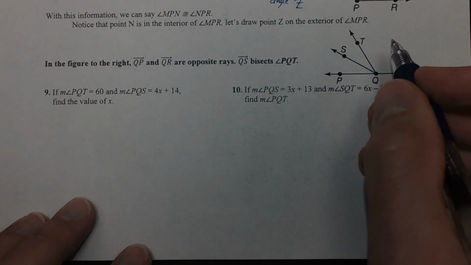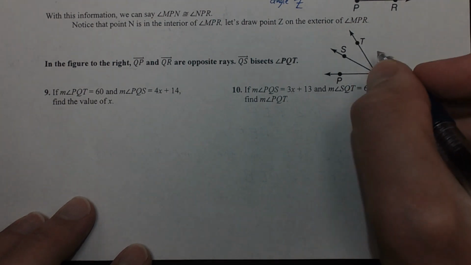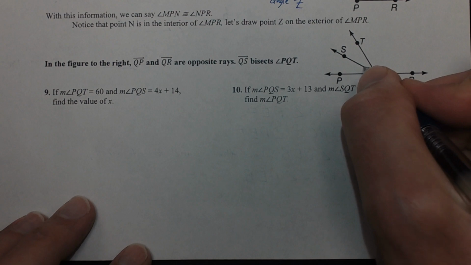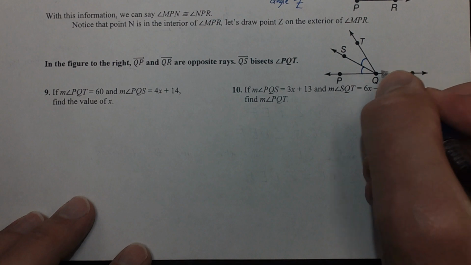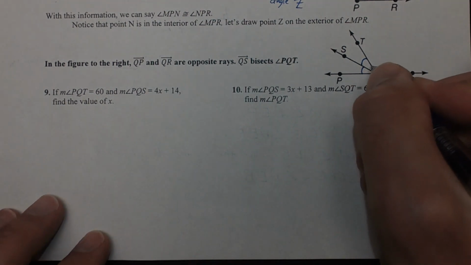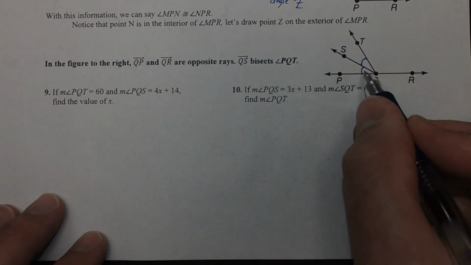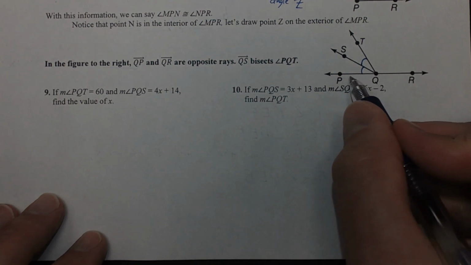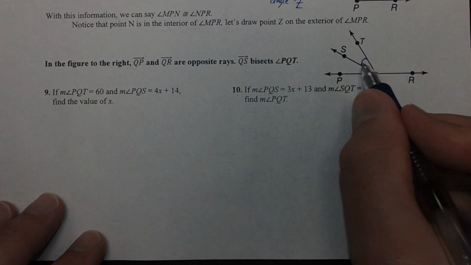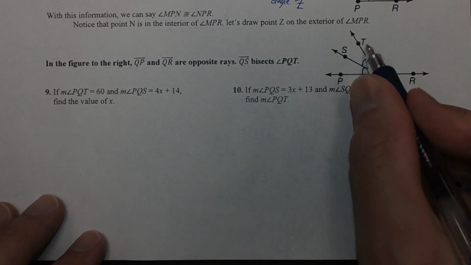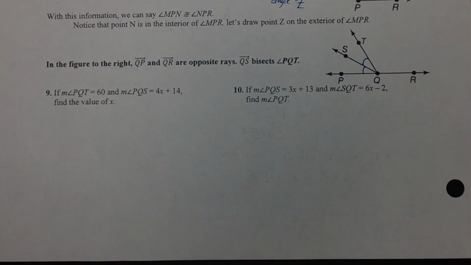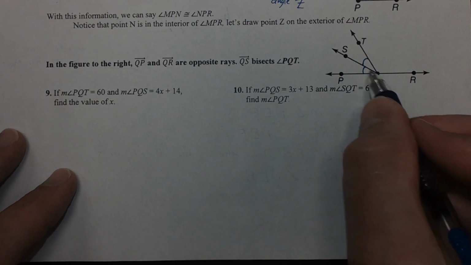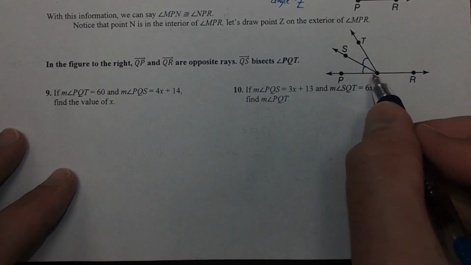PQT. So what I would recommend, since they're bisecting, is to draw some little arcs, and you want to draw them a little staggered, because otherwise it looks like one big arc if you draw them right next to each other. This means if ray QS bisects angle PQT, you have two resulting angles that are congruent to each other. One of them is angle PQS, and the other is angle SQT.